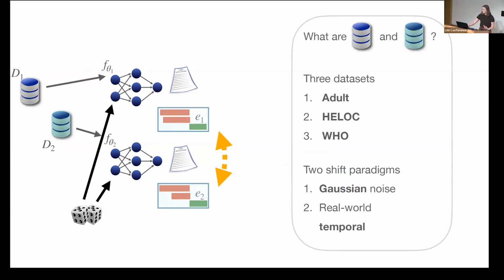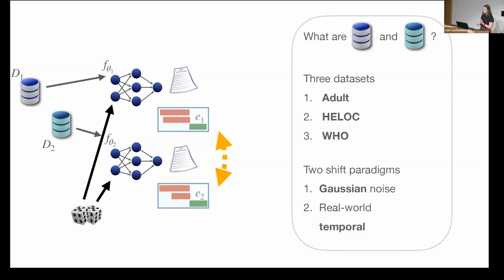Then we look at 3 different data sets, all binary prediction tasks. The 2 that I'll be talking about in this talk are HELOC, which is a credit data set that predicts basically the risk of giving someone a loan, and the WHO data set, which is data that predicts whether a country's life expectancy is above or below the median based on economic and social factors.